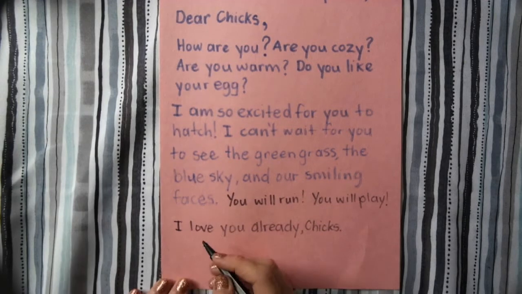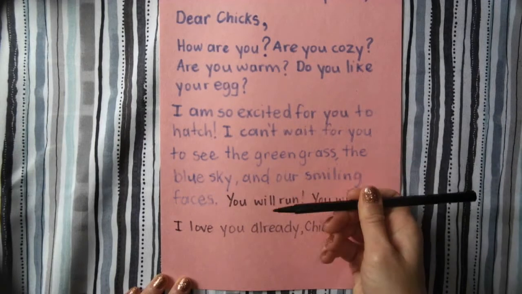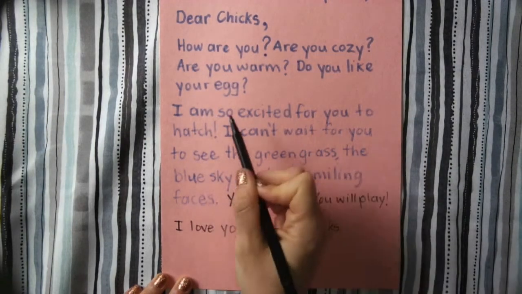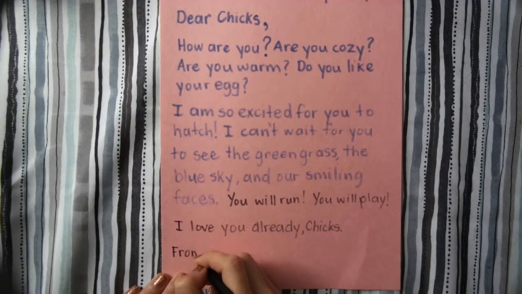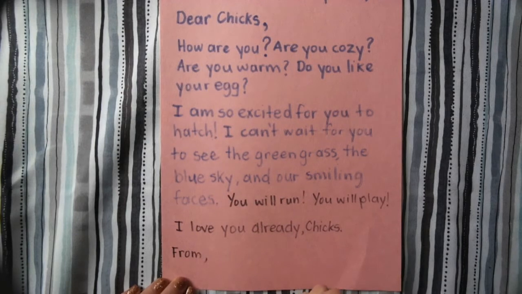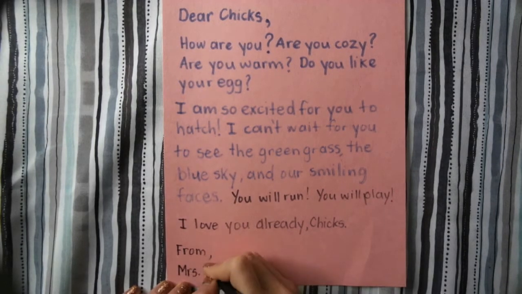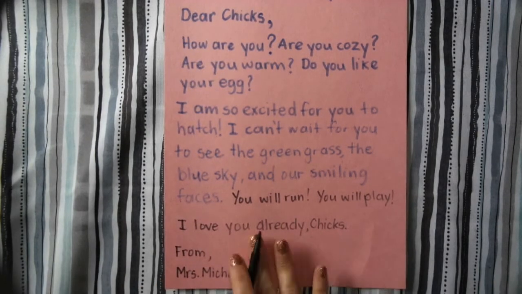Okay? And finally, so we've got our greeting, we've got our date, we've got the body of our sentence. We've focused on the person that we're writing to and a little bit about how we feel about them. And now we're going to close it up. So we're going to say from, lots of different ways to close it up. You could say lots of love, you could say kind regards, you could say thinking of you, but I'm going to choose the word from because that's easy peasy. Mrs. Michael. And there you have it, a letter to the chicks.